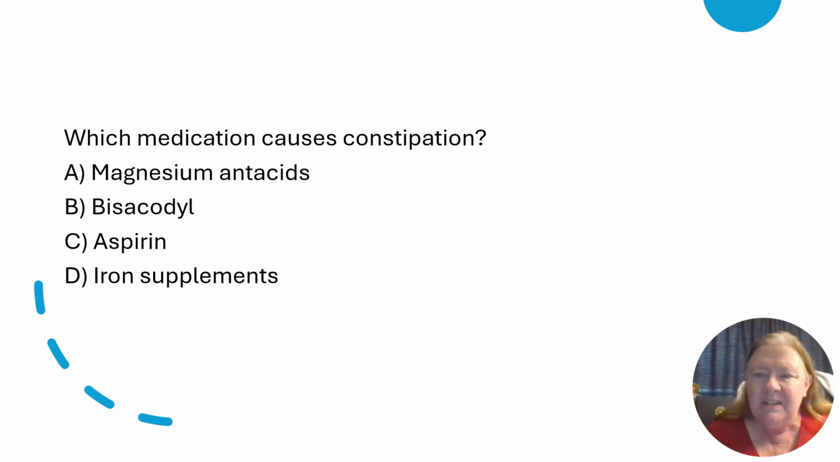Bisacodyl, what is that? Bisacodyl is a stool softener, usually under the brand name Colace or Dulcolax. So that is a stool softener that would not cause constipation. Aspirin is an analgesic that does not typically cause constipation. Magnesium antacids help to decrease heartburn, and they don't usually cause constipation. Okay, let's look at the next one.